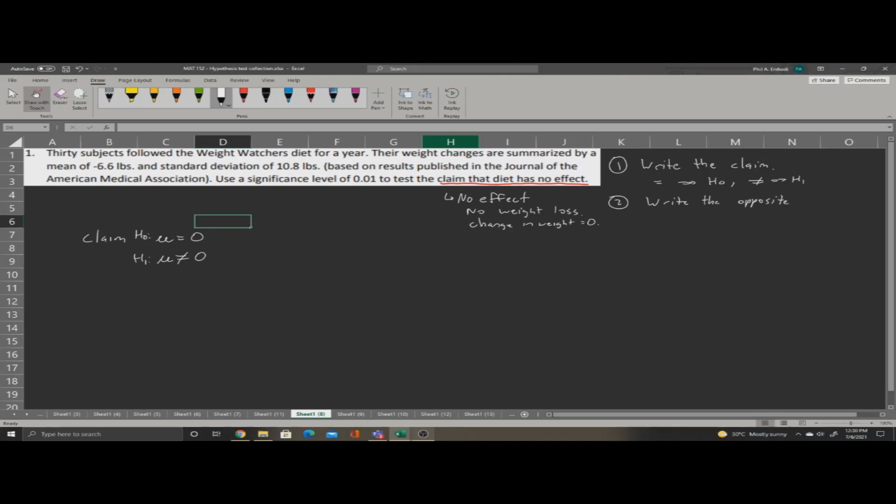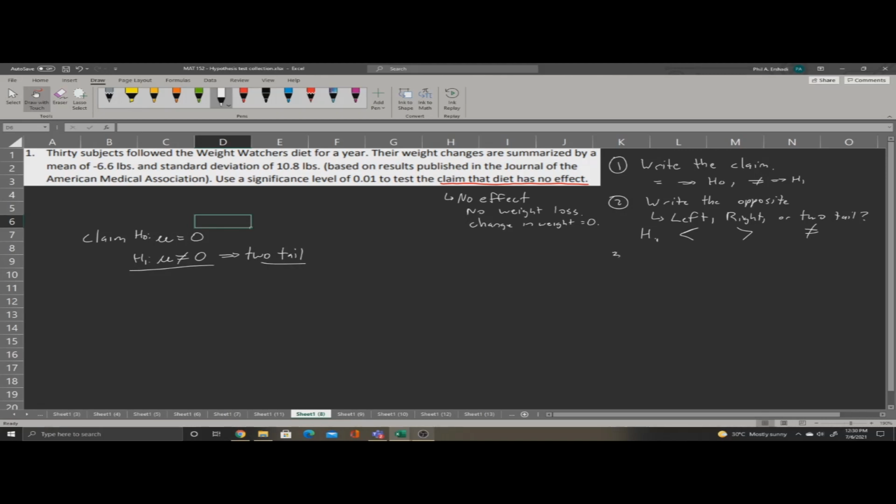Now that we've written both hypotheses, let's ask ourselves, is this left tail, right tail, or two tail? Now, if our alternate hypothesis is less than, that means it's left tail. If it's greater than, it's right tail. And if it's not equal to, it's two tail. Therefore, based on the alternate hypothesis we've written, we can say that this test is two tail.